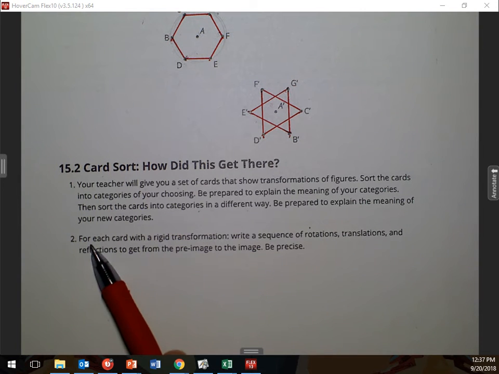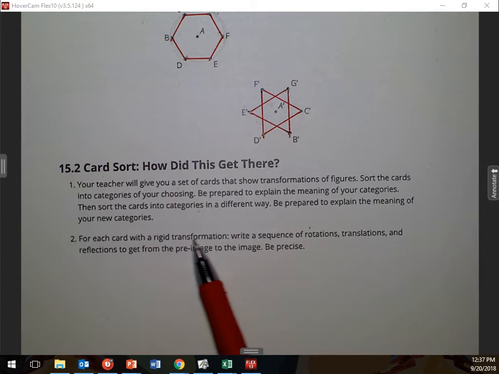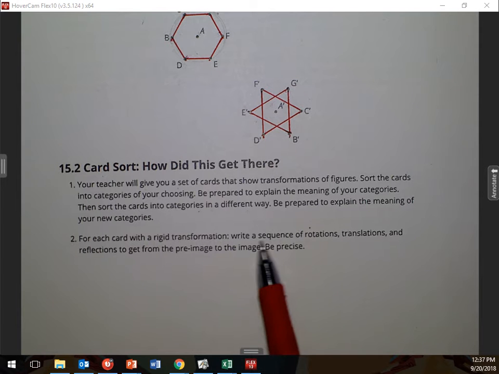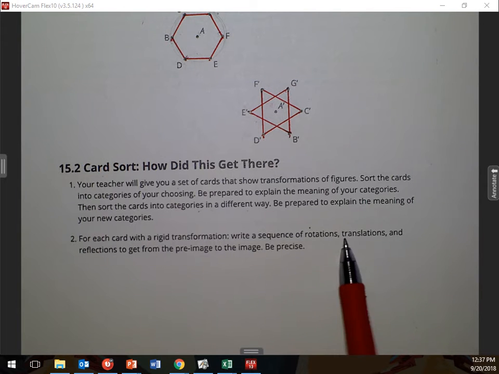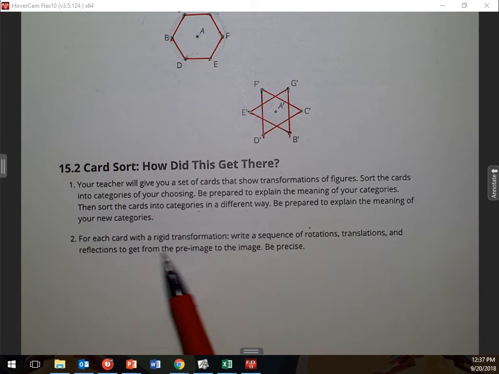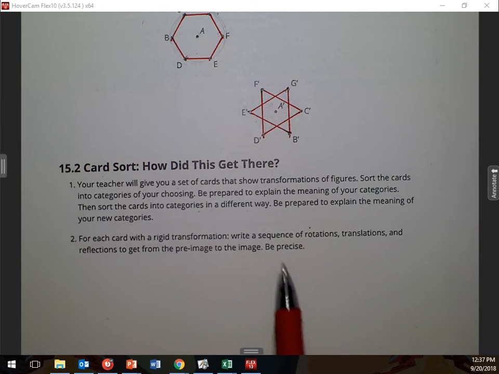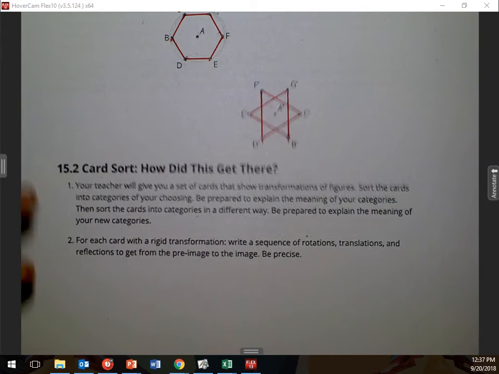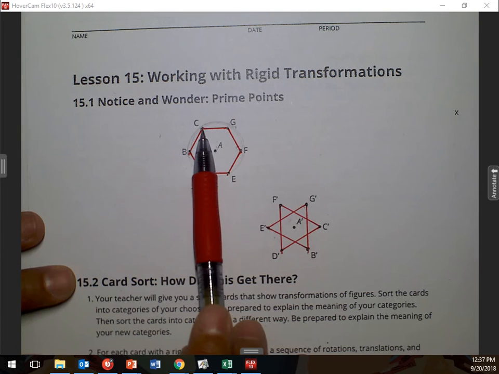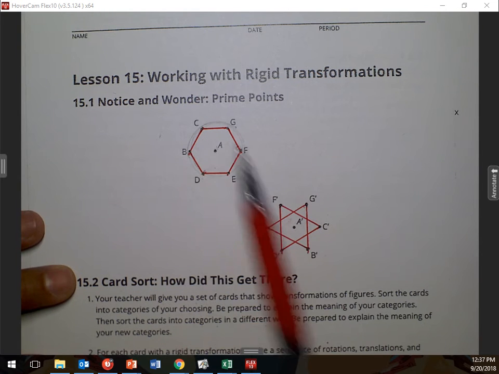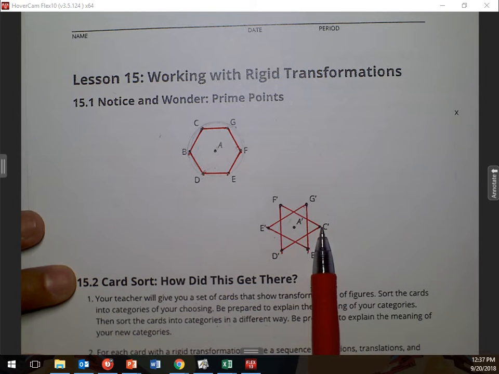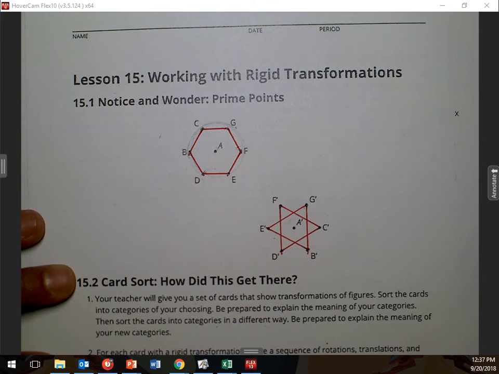Okay? Now, right here it says for each card with a rigid transformation, write a sequence of rotations, translations, and reflections to get from the pre-image to the image. Be precise. So by being precise, you would move C onto C prime, right? Those are the type of preciseness I'm looking for.